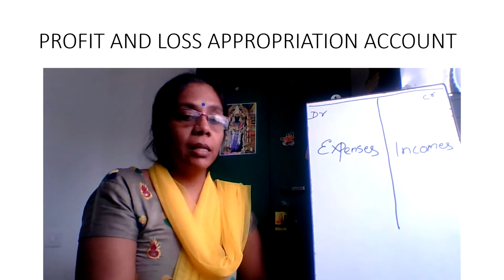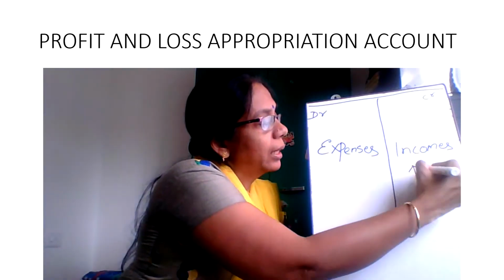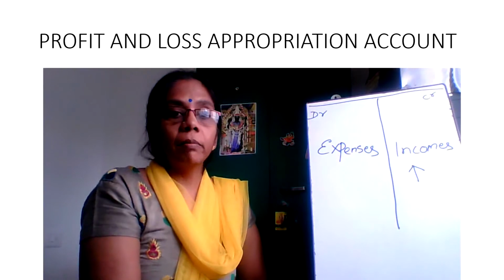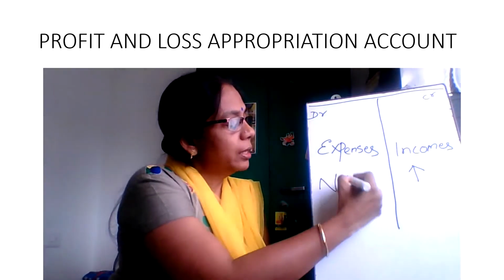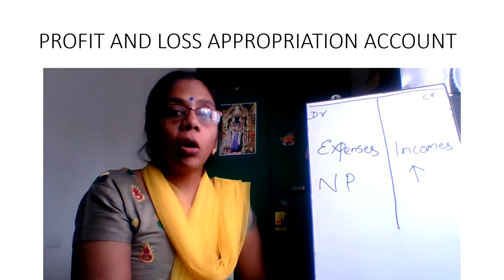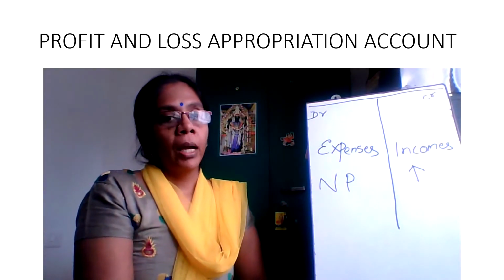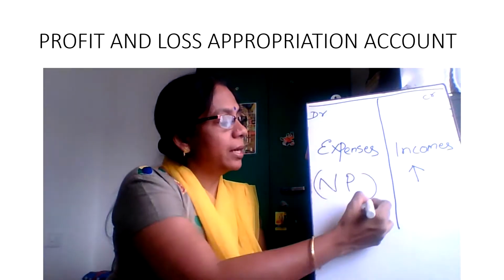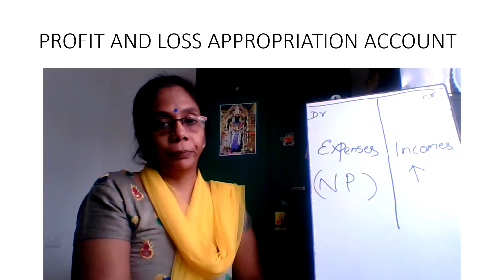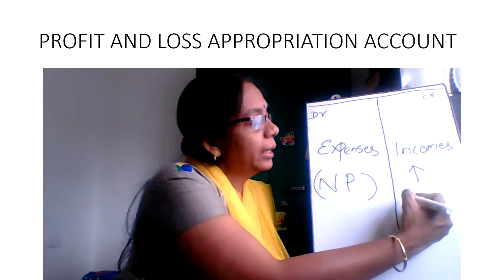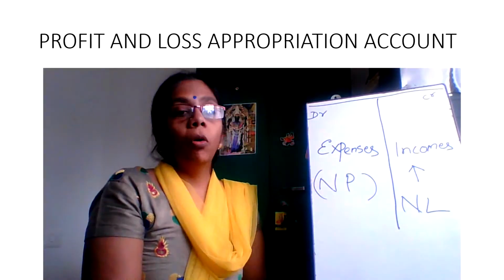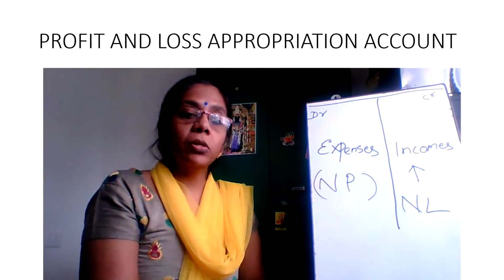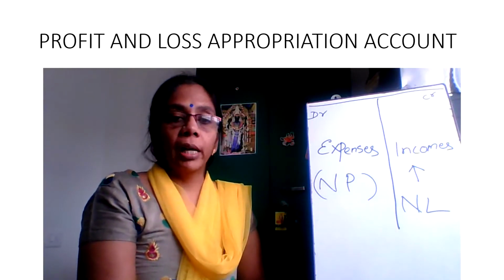Once you balance this, supposing that the credit side, the income side, showed a higher total, then the difference used to be taken to the shorter side of the account. And this used to represent the net profit. Similarly, if it is vice versa, if the expenses were more than the incomes, then it used to show the net loss for us.